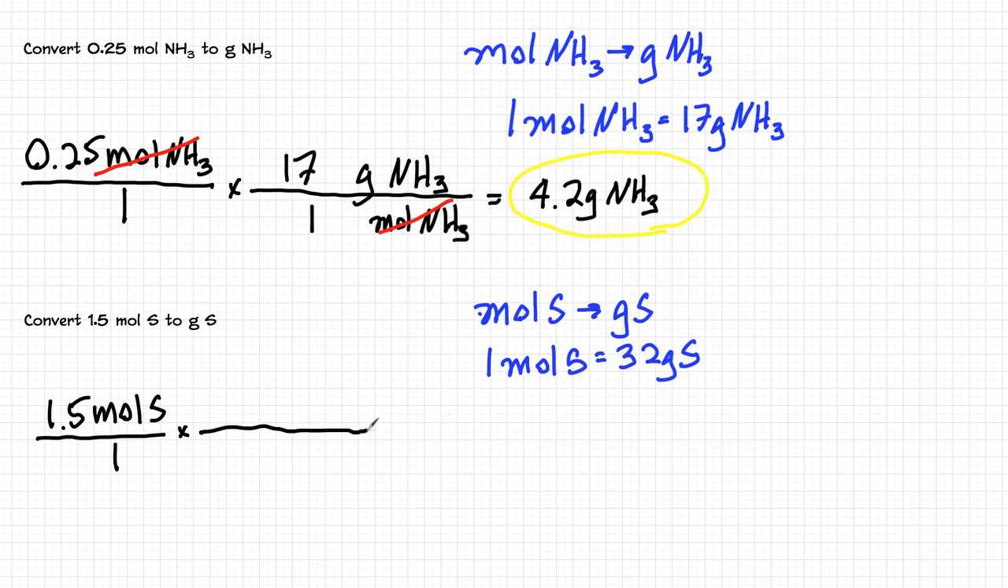And again, we're going to do this in 1 step. And I want moles of sulfur to cancel and replace with grams of sulfur. And for every 1 mole, I'm going to get 32 grams. And my units cancel. And I'm only allowed 2 significant figures in my final answer. And my calculator tells me that the answer is 48 grams of sulfur. And that's our final answer.